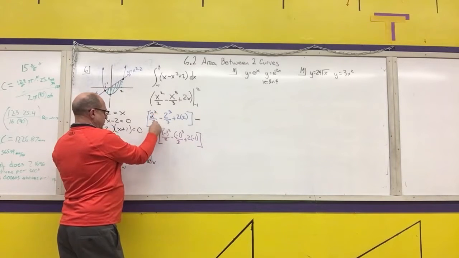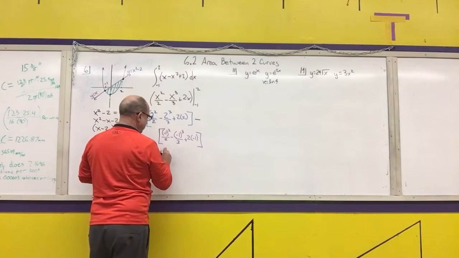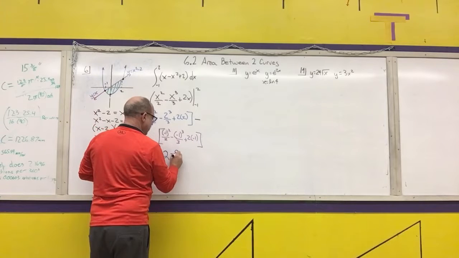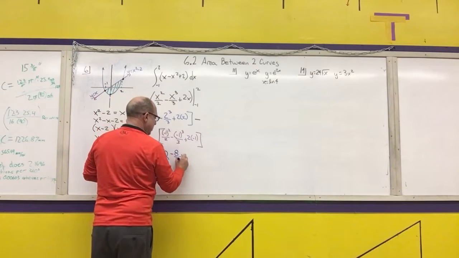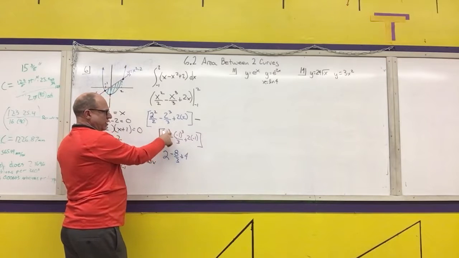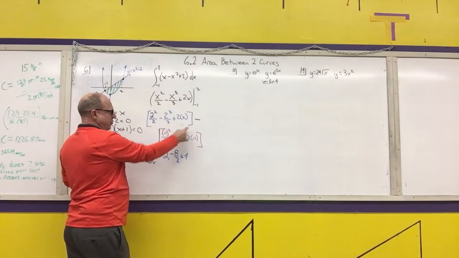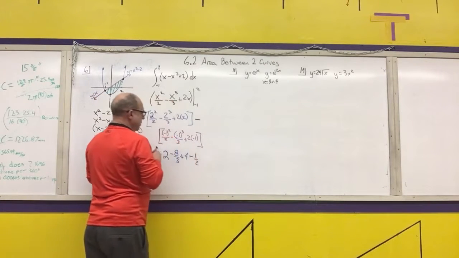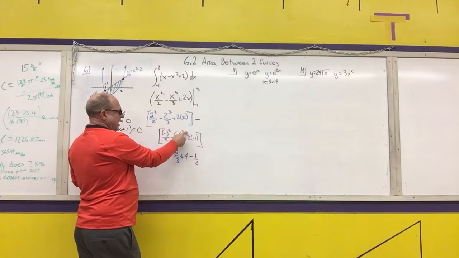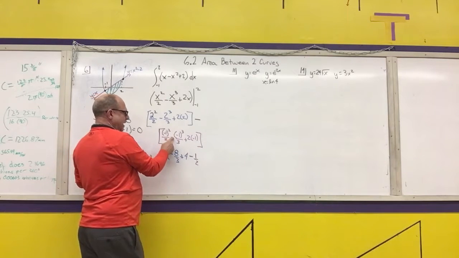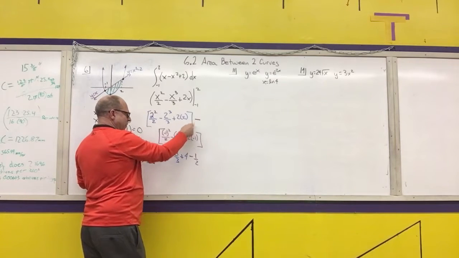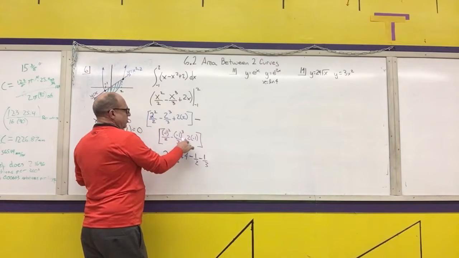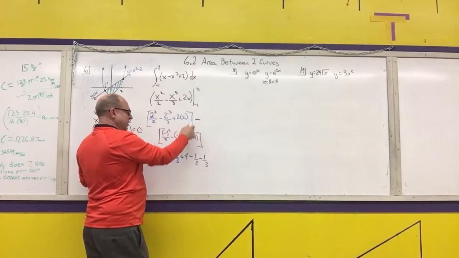2 squared is 4. 4 over 2 is 2. 2 cubed is 8, so that's 8 over 3, so minus 8/3, plus 4. Then (-1) squared is 1. 1 over 2 is 1/2 with a negative sign in front of it, minus 1/2. (-1) cubed is -1. -1 times a negative is a positive 1. Positive 1 times a negative is a -1/3. 2 times -1 is -2. Times a negative is a positive 2.